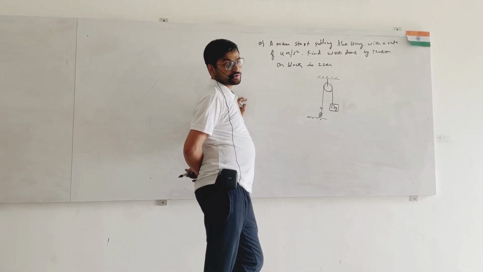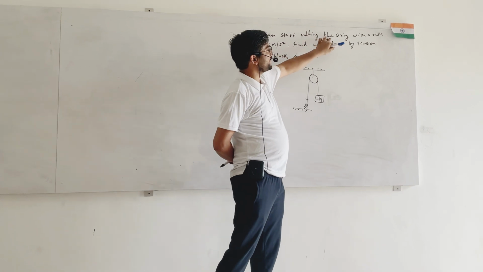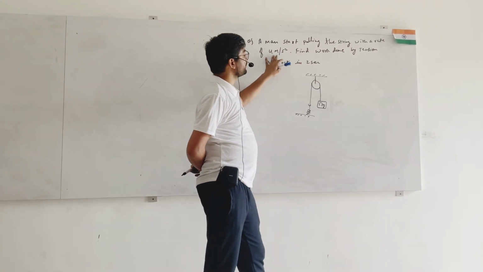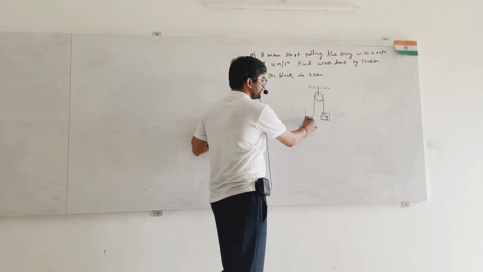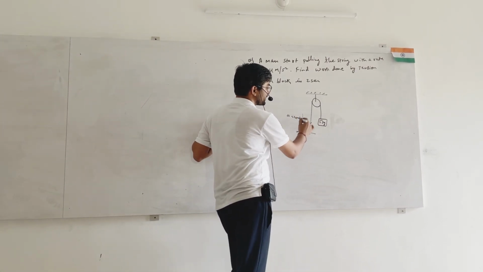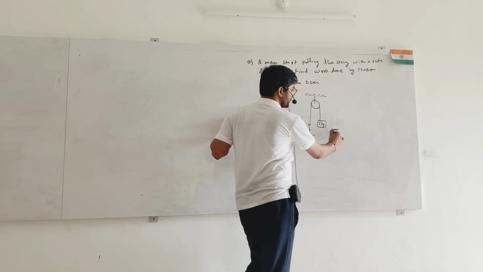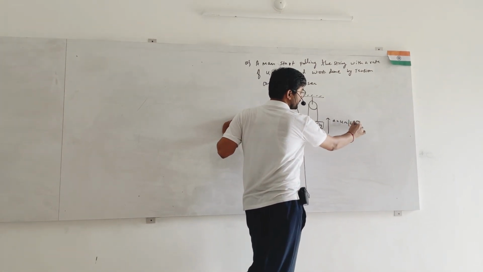So in this question, बच्चों, a man starts pulling the string at the rate of 4 meter per second. This means the man is pulling with a force. The acceleration of this rate is 4 meter per second square. That means the block is also going up with a equal to 4 meter per second square.